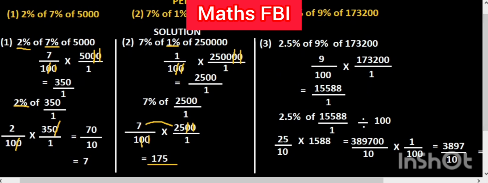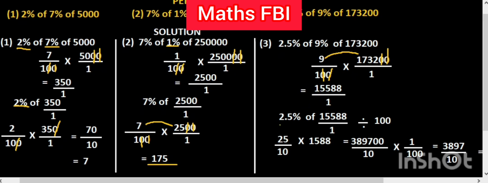Okay, so let's solve question number 3. Let's find 9% of 173,200 first, like we did in the previous question. So 9% is 9 over 100 of this. Okay, so this cancels this. All right, so we're left with 9 multiplied by 1732, and the answer is 15588 over 1.